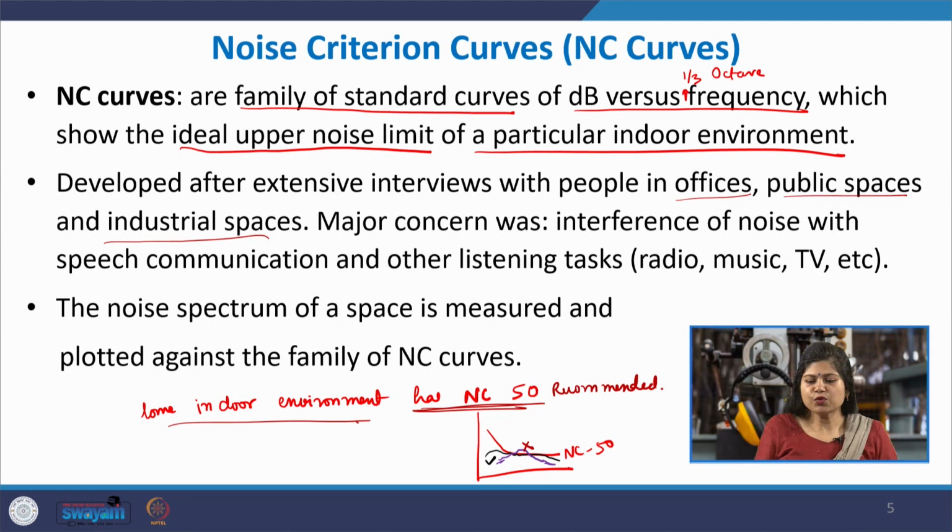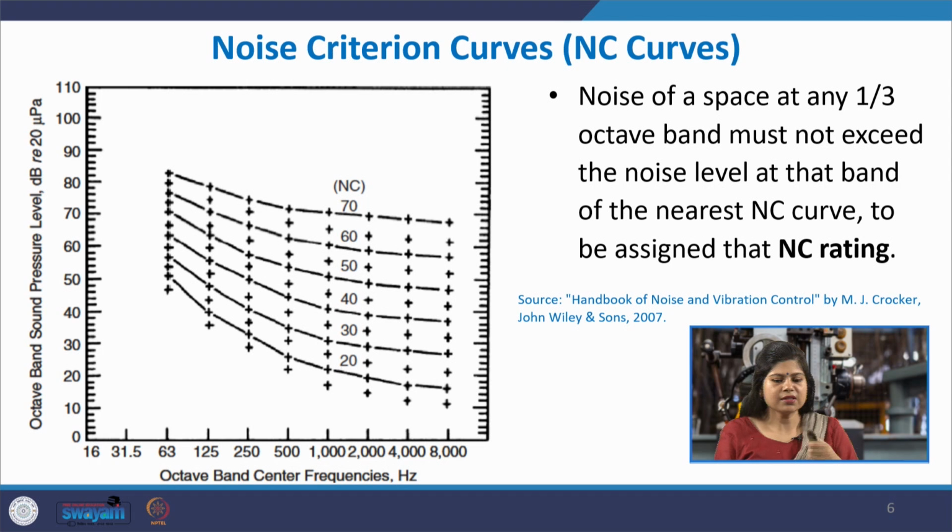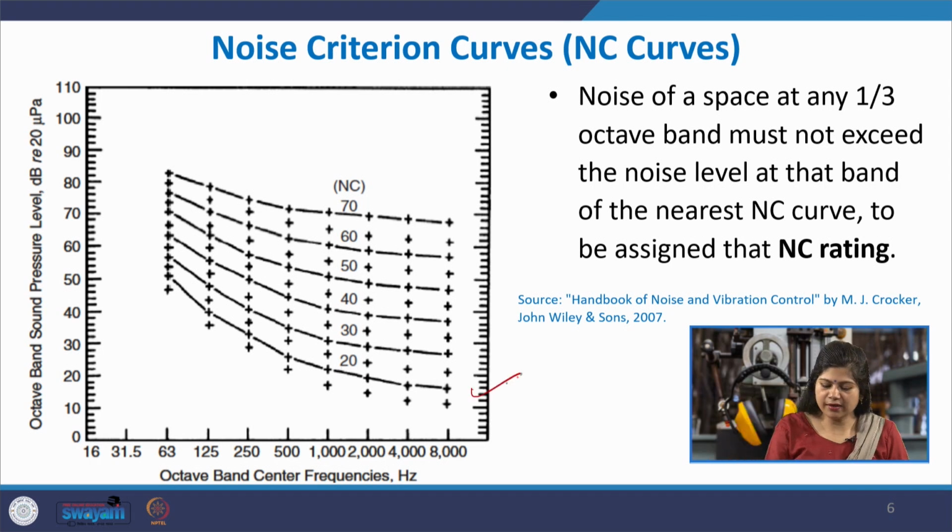Suppose you want to find the NC value of a particular space. What do you do? You first measure the noise spectrum of that indoor environment, plot it in the 1/3 octave spectrum, and compare it with the family of standard NC curves. This is how the standard NC curves look like.